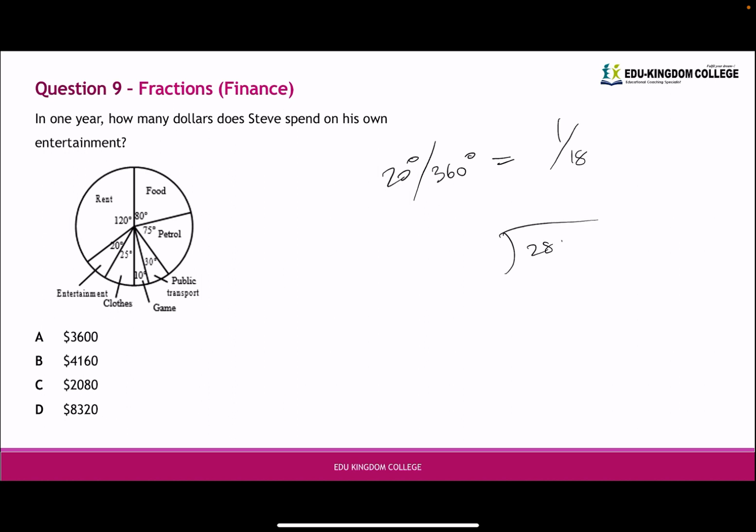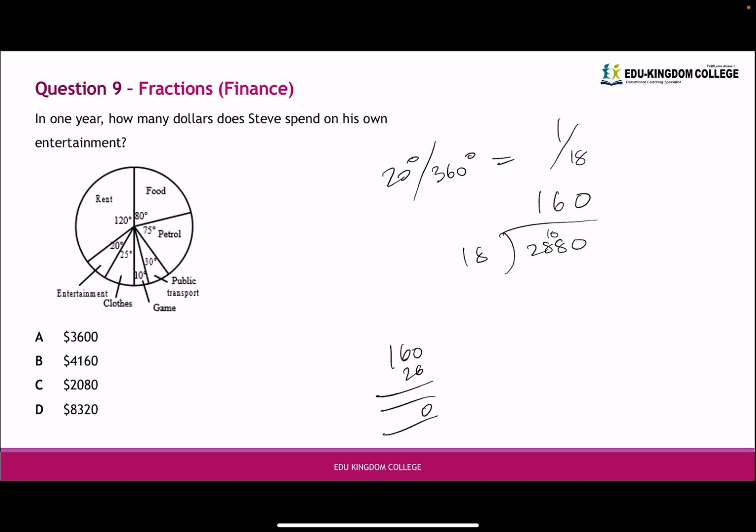So 2880 divided by 18. 18 goes into 28 once, leftover of 10. 18 goes into 108 6 times, I believe. So 6 and then 0. Okay, so he spends $160 on entertainment in 2 weeks, in a fortnight. So how many weeks are there in a year? 52. So we need to times this by 26.